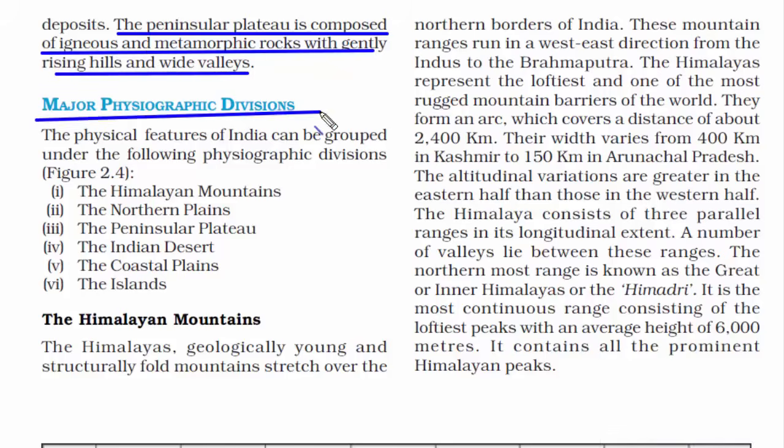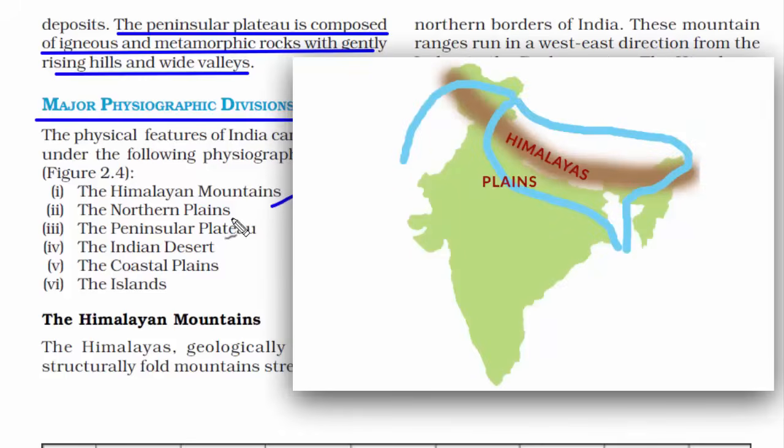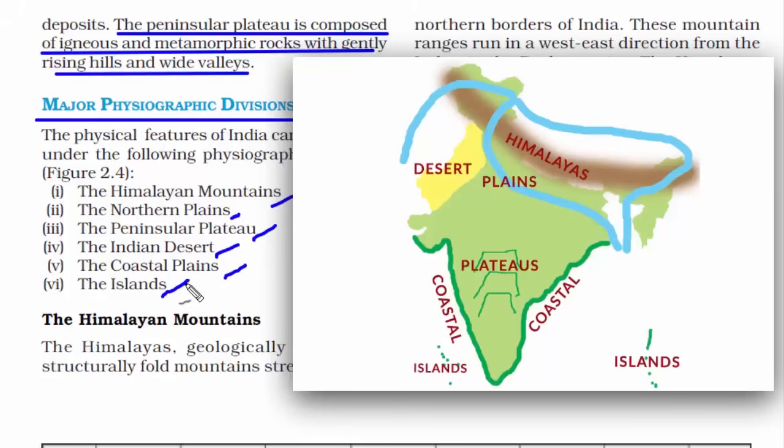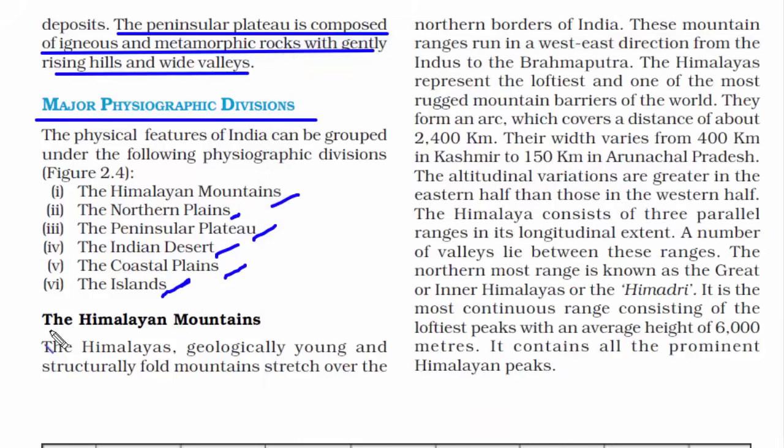Now we will read about the major physiographic divisions. They are the Himalayan mountains, the northern plains, the Peninsula Plateau, the Indian desert, the coastal plains, and the islands. The first one is the Himalayan mountains. We just read about how they were formed, and also that they are geologically young, and they consist of a huge chain of mountains, all residing in the northern borders of India.